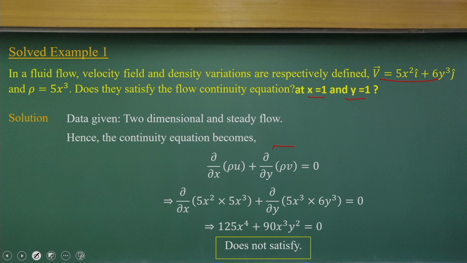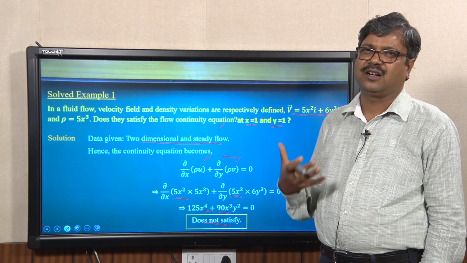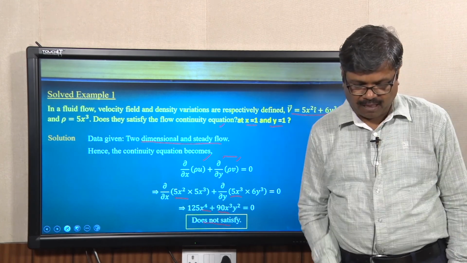So we can use only the two-dimensional mass conservation equation with rho and u. This is the two-dimensional steady flow equation; just substitute all these terms, finally you can find this equation, and substituting x and y, it does not come to 0. That means it does not satisfy the continuity equation. So just to give you an idea, many times you can have analytical functions and check whether they satisfy the continuity equation or not.